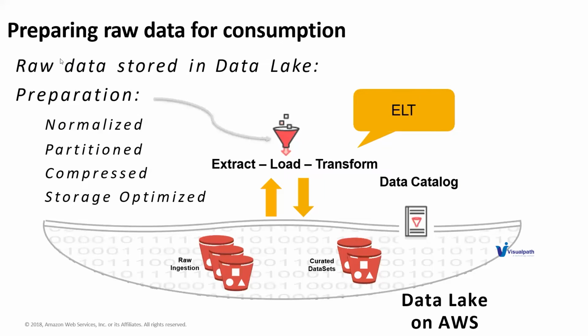So the first thing we do is prepare all this raw data for consumption. The raw data is going to be stored within this data lake, and we do either an ELT or ETL process using Glue or Lambda for the purpose of ingestion, and then create curated data sets within this data lake on AWS. That is something we are going to create.